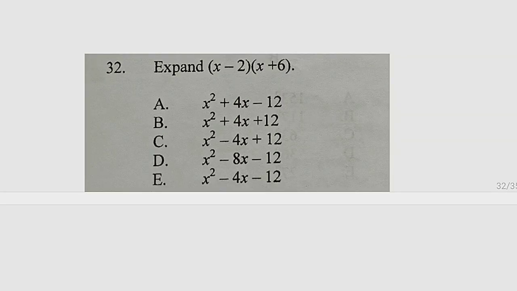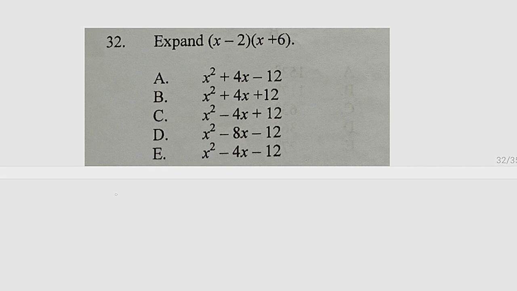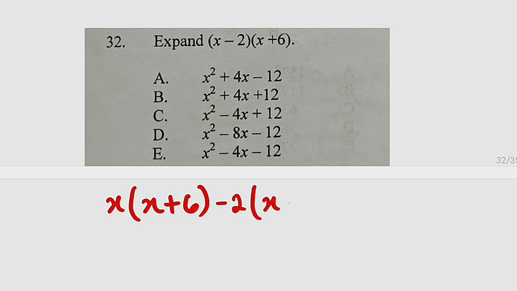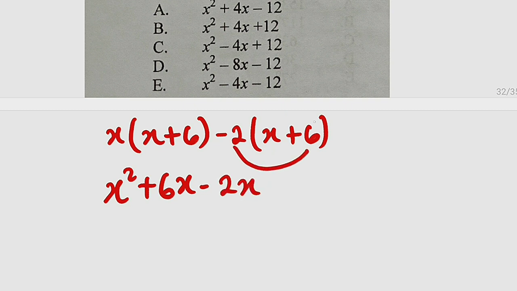Question number 32, we are asked to expand (x minus 2) multiplied by (x plus 6). So I will do that in 2 different ways to show you the traditional way and also the shortcut. So you take x, you distribute it over x plus 6. You also take negative 2, you distribute it over x plus 6. Then x times x will give us x squared. X times 6 is 6x. Move to the next bracket. Minus 2 times x is minus 2x. Minus 2 times 6 is minus 12.